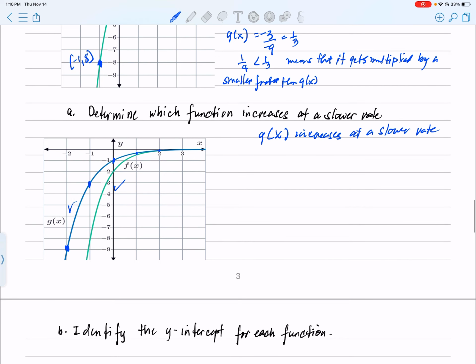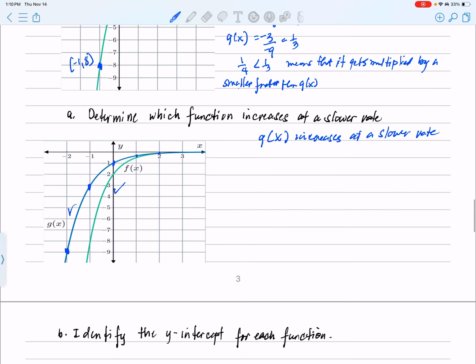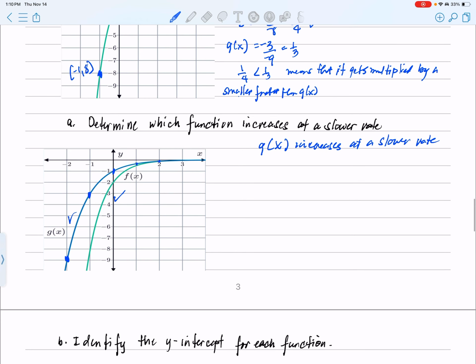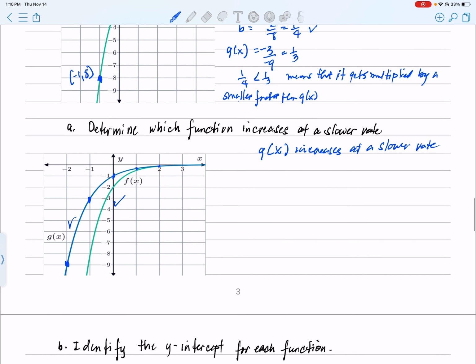So when we look at the graph, we can see that g of x does not seem as steep as f of x, and its curve is more rounded. So this is a visual indication that it is increasing at a slower rate.